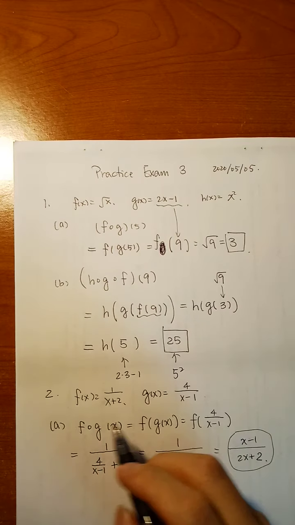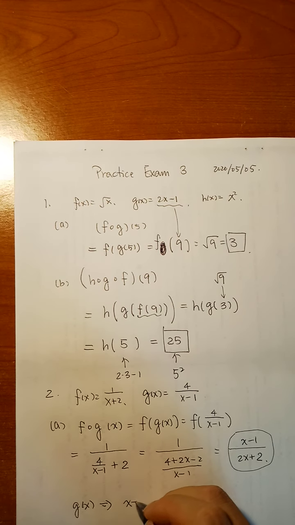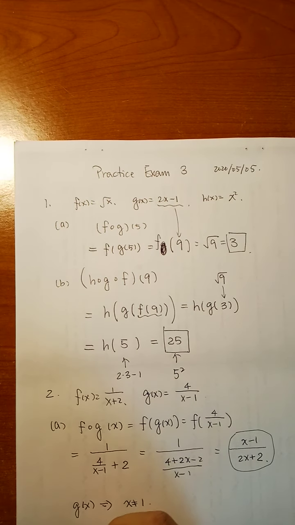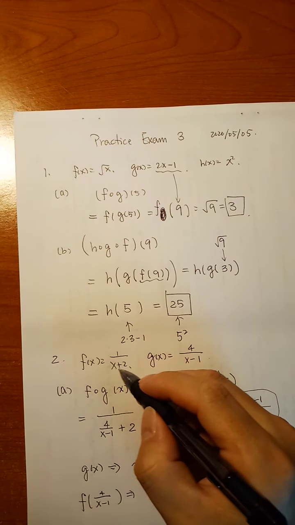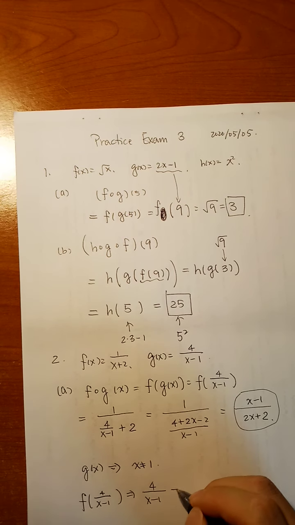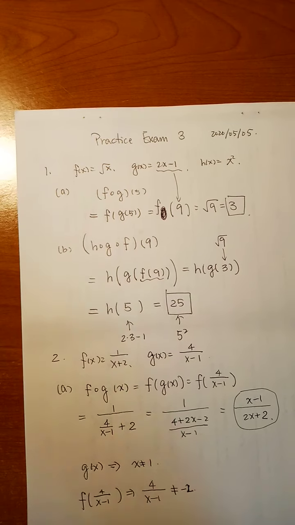And what is the domain? First, you have g of x. So g of x gives you x is not equal to 1. You have f of 4 over x minus 1. So f implies this input is not equal to negative 2. So 4 over x minus 1 is not equal to negative 2.